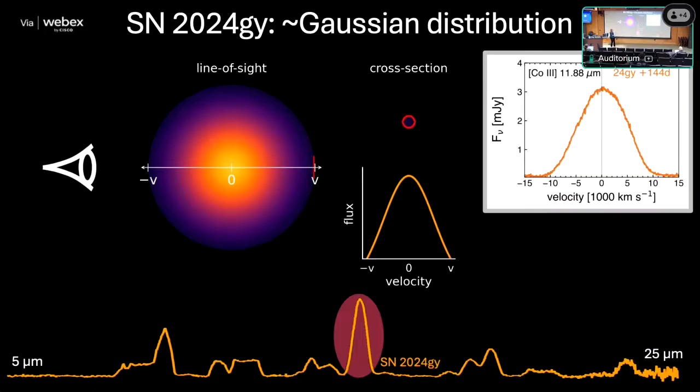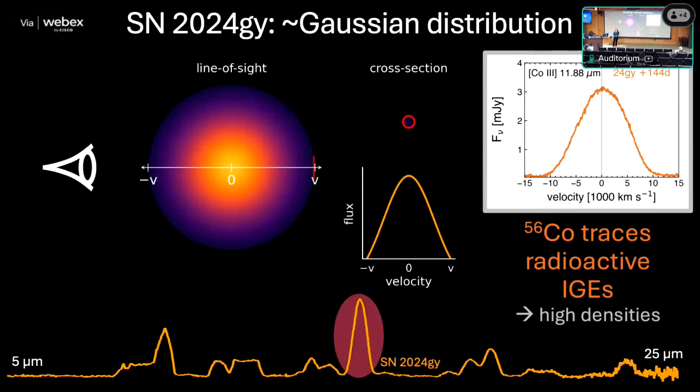So that's very nice. This is important because it tells us actually where the radioactive iron group elements are located in the ejecta. So at these late times when it's fully nebular, all of the radioactive nickel has decayed away. It has a half-life of 6 days, and so that's gone. And now the cobalt-56 daughter product is what's continuing to power the ejecta. Okay, so we've got radioactive iron group elements roughly Gaussian distributed.